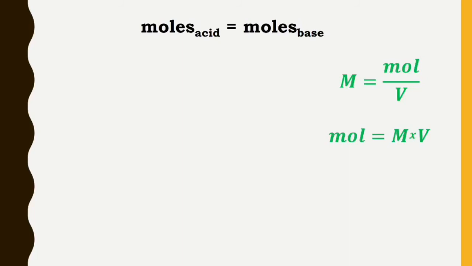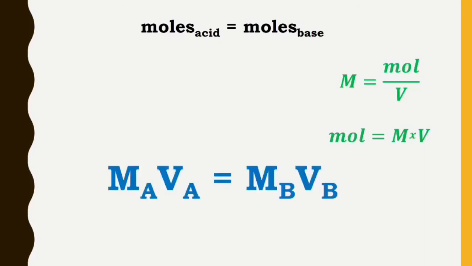So if we solve that molarity equation for moles, then we can plug in molarity times volume on the acid and base side, and we get something that looks a whole lot like the dilution equation, actually, except we've got A and B instead of 1 and 2. But the idea is the same. If we know the molarity and volume of either our acid or base, we can use it to help find the molarity or volume of the other one, as long as we know one of those two values.